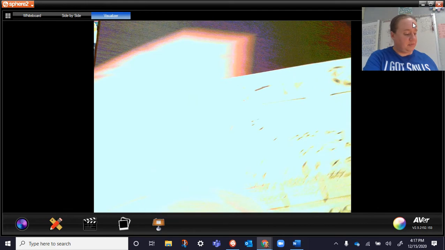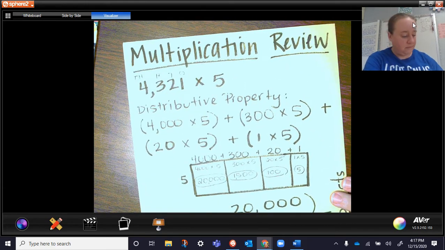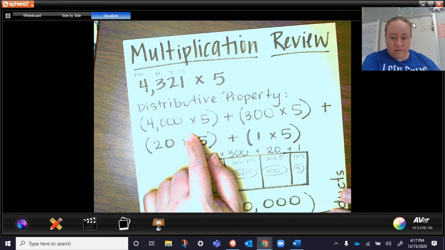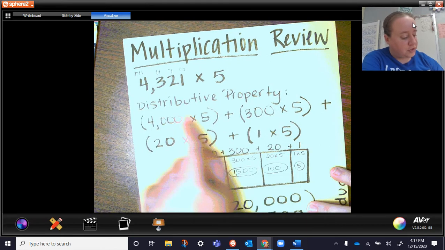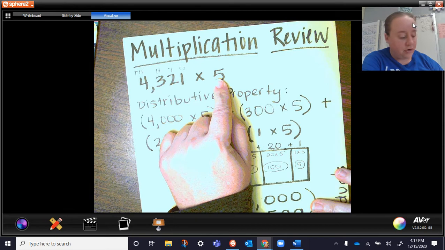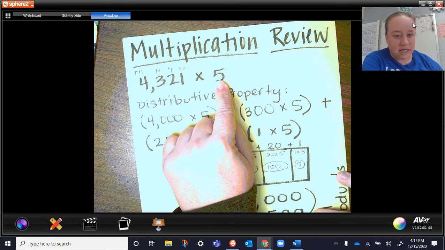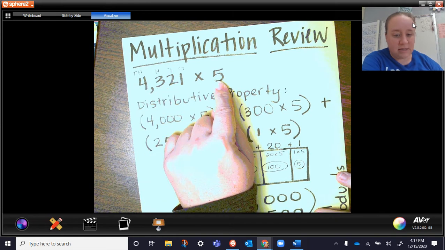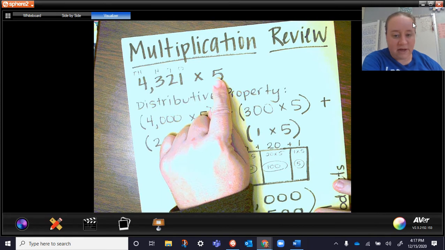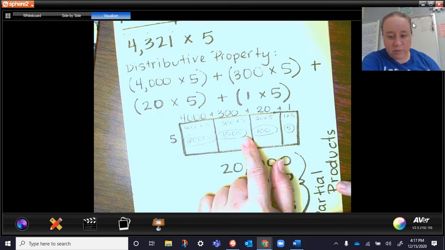Here, this page is the same, but with a 4-digit by 1-digit. So here with that, we did the distributive property first. So you're taking this number and you're multiplying it by your other number that you're multiplying it by, your other factor. So 4,000 times 5, 300 times 5, 20 times 5, 1 times 5. Okay, so we just broke it all the way down. And that's exactly what you're doing with the box.